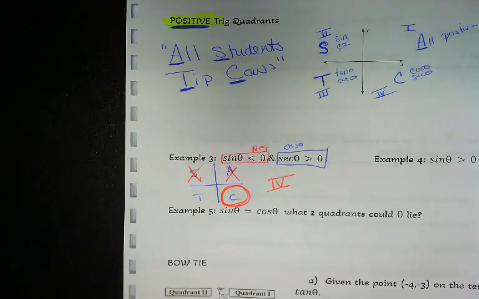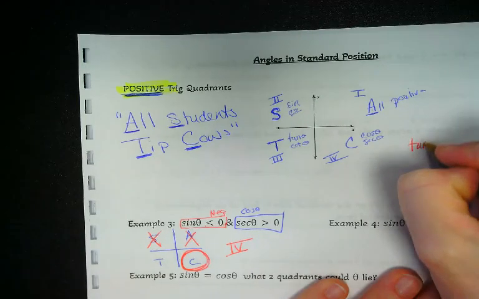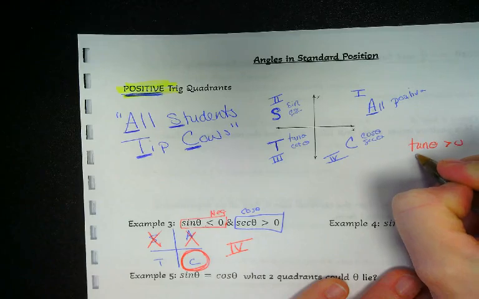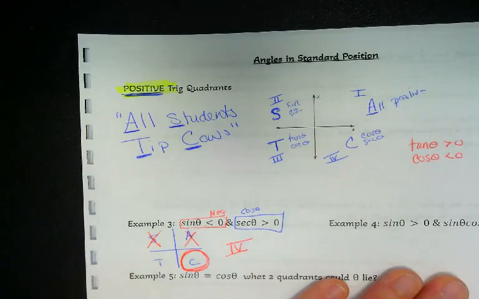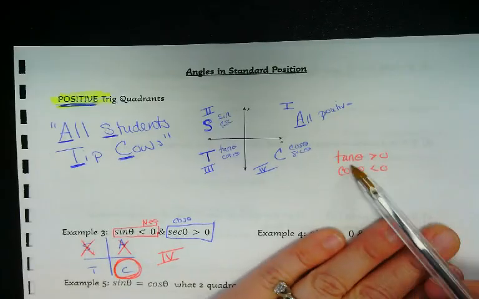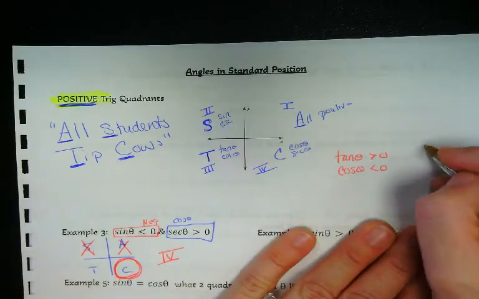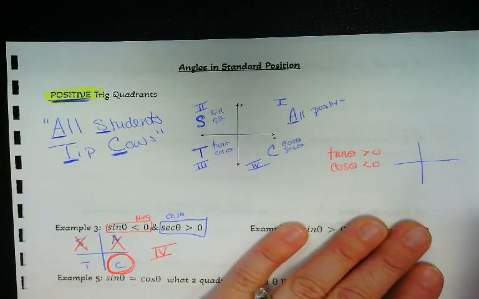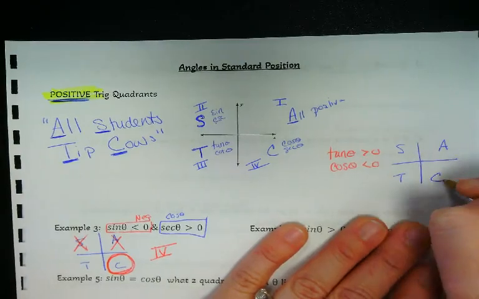All right, I'm going to make up, right up here, let's make another one. Let's say tangent theta is greater than 0, and cosine theta is less than 0. Let's make up our own one real quick. Tangent theta is greater than 0, cosine theta is less than 0. So make yourself the quadrants. Let's label all students tip cows.